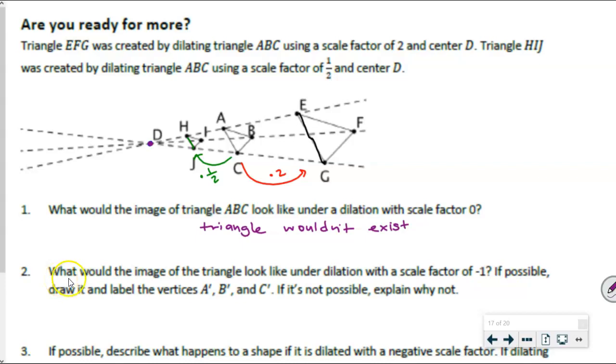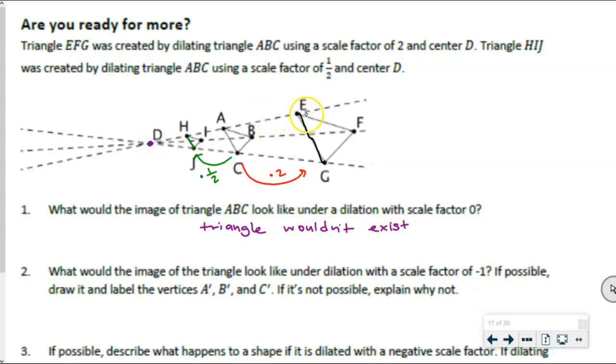The next question: what would the image of the triangle look like under dilation with a scale factor of -1? Think about what's happening. What if it's not just a fraction, not zero, but what happens if it's -1? If possible, then draw it. This is a really interesting situation, and I want to review one of these concepts that we've talked about.